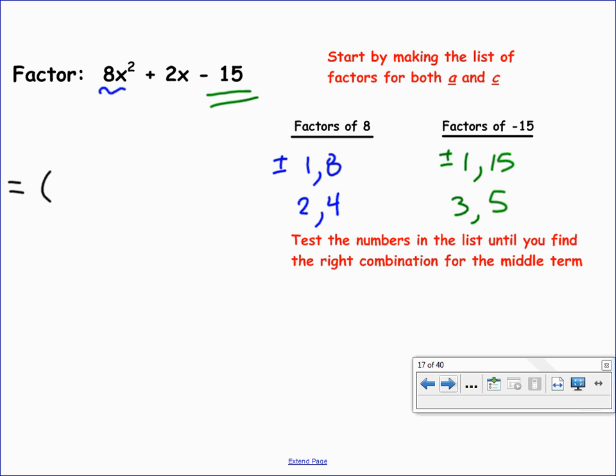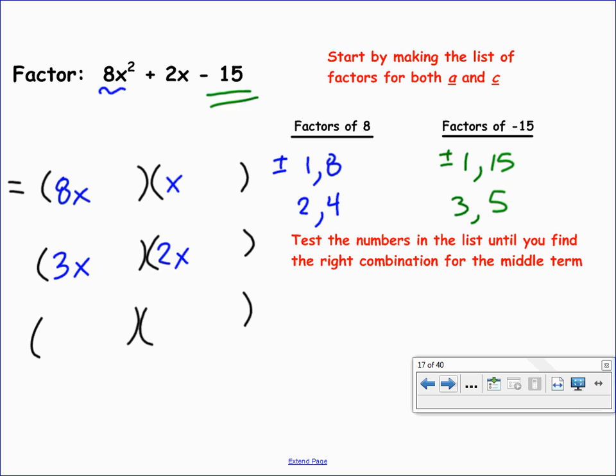I'm going to go ahead and fill in a couple different parentheses here, because we might have to try more than once until I find the winning pair. So I'm going to make several here, and that's okay. So we know that we could try an 8x and a 1x. We could also try, though, a 3x and a 2x. And we might need more than that. And so I'm going to go ahead and leave more parentheses just in case we have to keep trying.